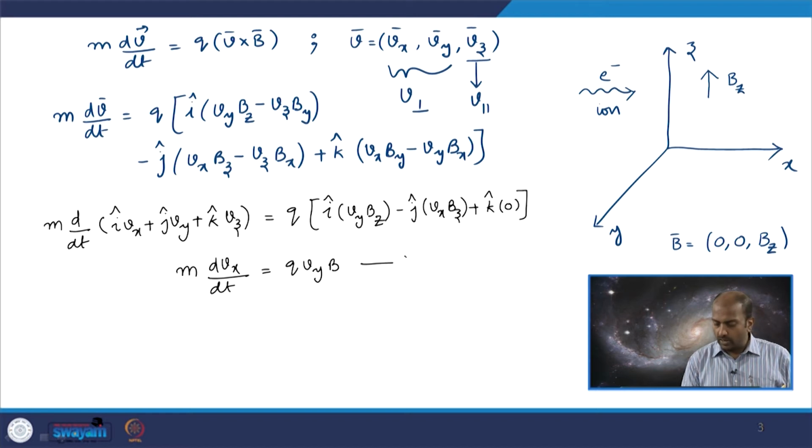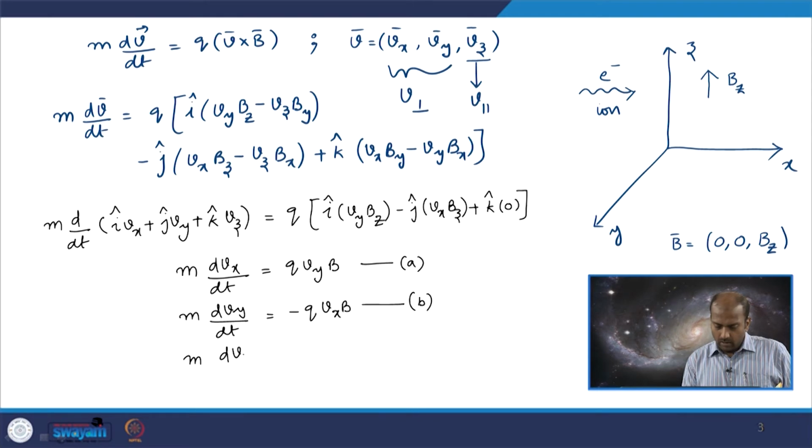Let us call this equation A. Then m dVy by dt is minus q Vx B. Let us call this equation B, and m dVz by dt is equal to 0. Let us call this equation C.